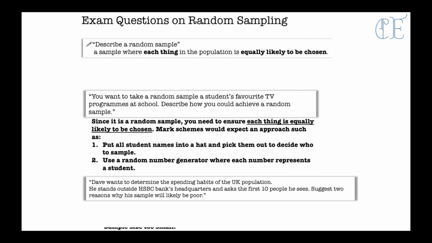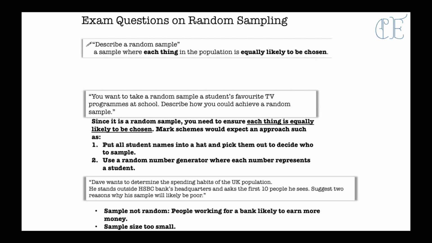These are really good questions to know the answers to, and if you get them in the exam, just write them down. Question 3 then. It says that Dave wants to determine the spending habits of the UK population. He stands outside HSBC Bank's headquarters and asks the first 10 people he sees. Suggest 2 reasons why his sample will likely be poor.